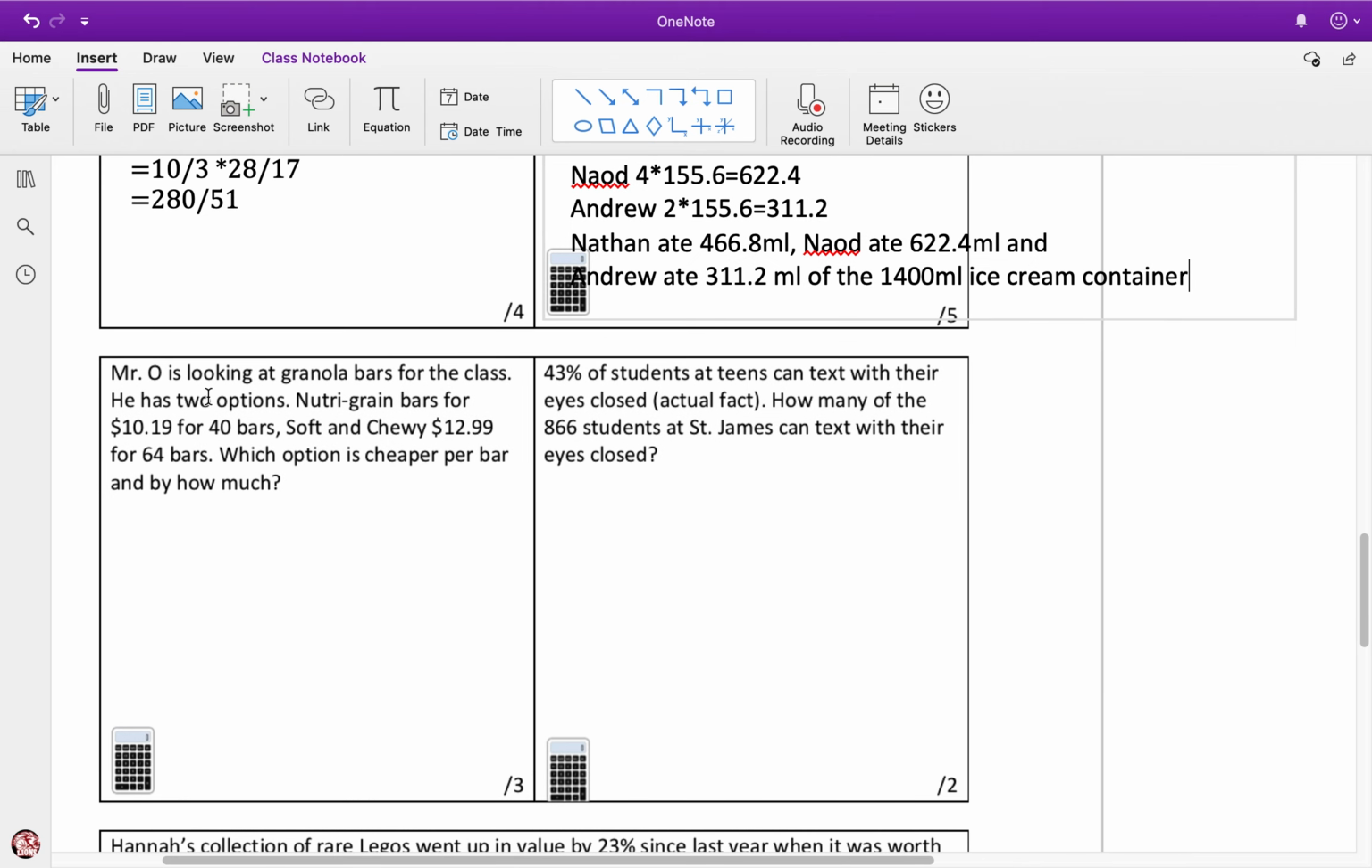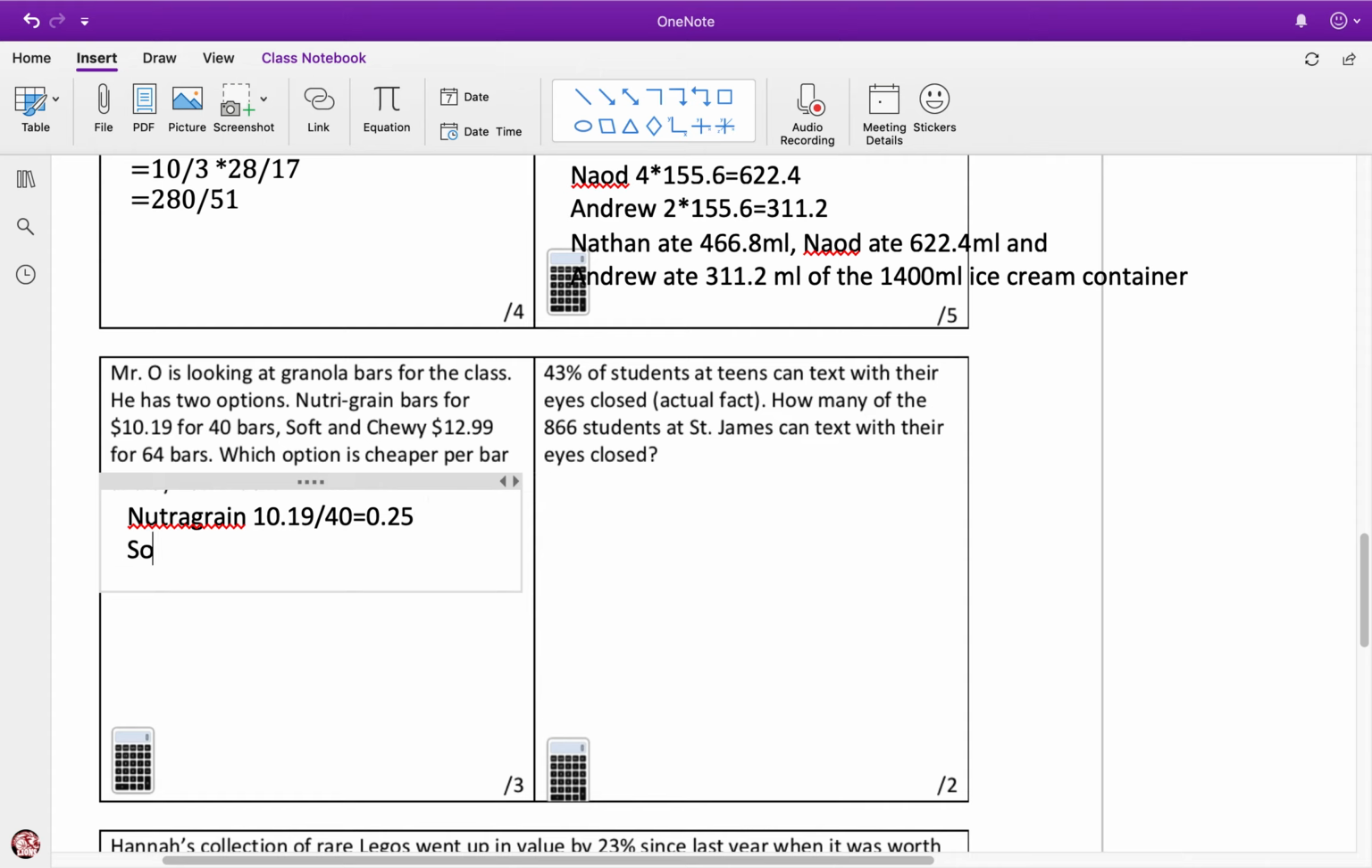Next one. So Mr. O's looking for granola bars for class. He has 2 options: granola Nutri-Grain for 10.19 for 40 bars, and soft and chewy. So let's do the first one. So this is Nutri-Grain. I'm going to do price divided by unit because I want a unit price. I want the price of 1. So it's going to be 10.19 divided by 40. There we go. So let's round that to 25 cents a bar.